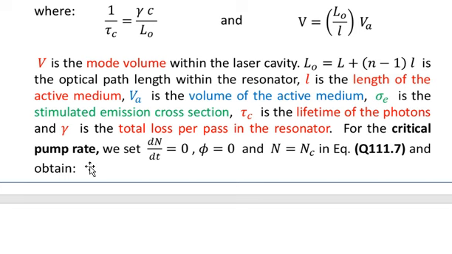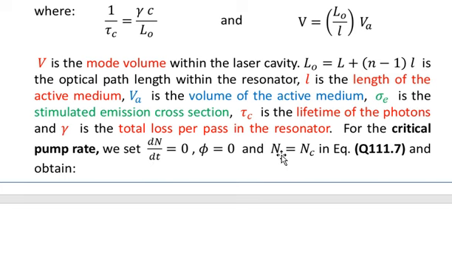For critical pump rate, we set dn over dt equal to 0. Phi is equal to 0, that is, initially no photon was present. This is what we are assuming. And the derivative of the population inversion with respect to time is equal to 0.